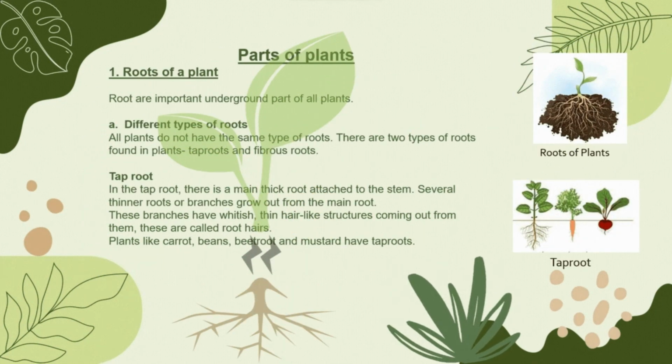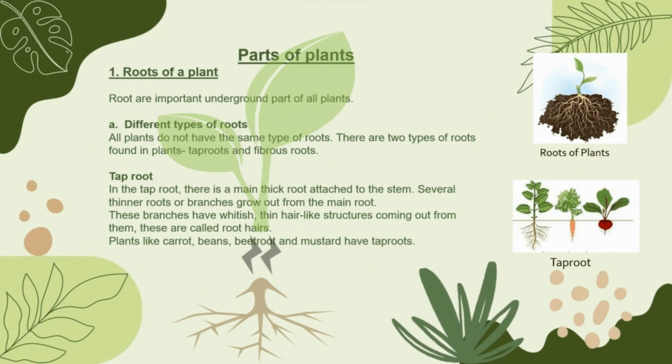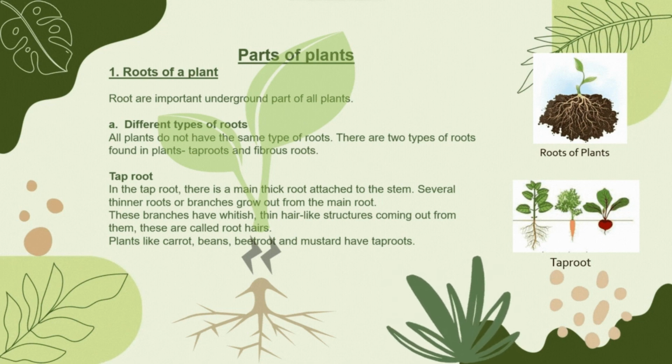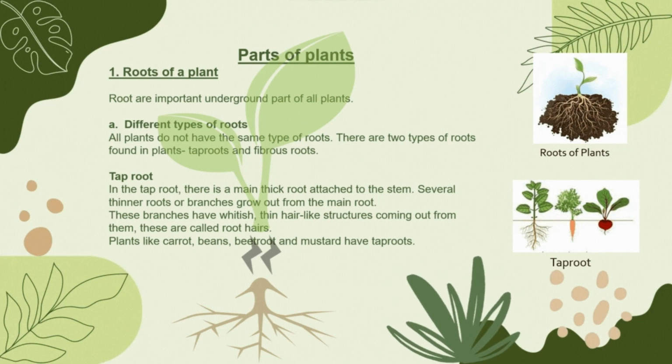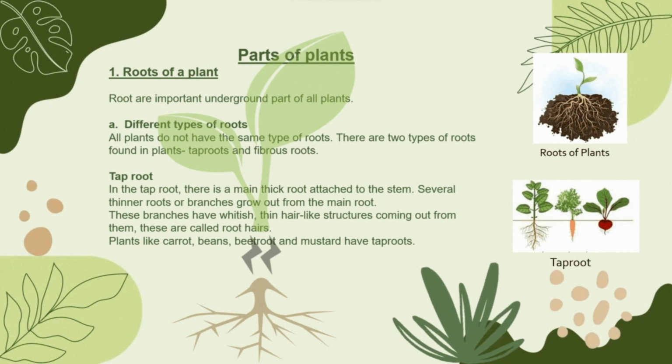Parts of plants. Roots of a plant. Roots are the important underground part of all plants. Different types of roots. All plants do not have the same type of roots. There are 2 types of roots found in plants: taproots and fibrous roots. Taproot. In the taproot, there is a main thick root attached to the stem. Several thinner roots or branches grow out from the main root.